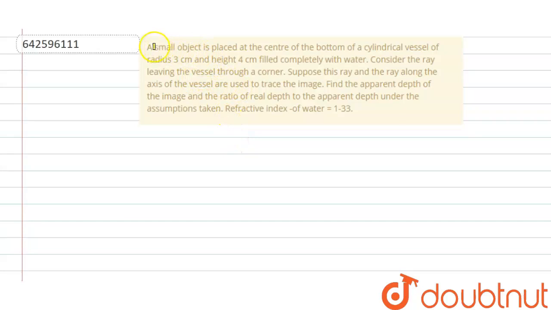Hello everyone, let's solve the question. The question says, a small object is placed at the center of the bottom of a cylindrical vessel of radius 3 and height 4 centimeter filled completely with water.